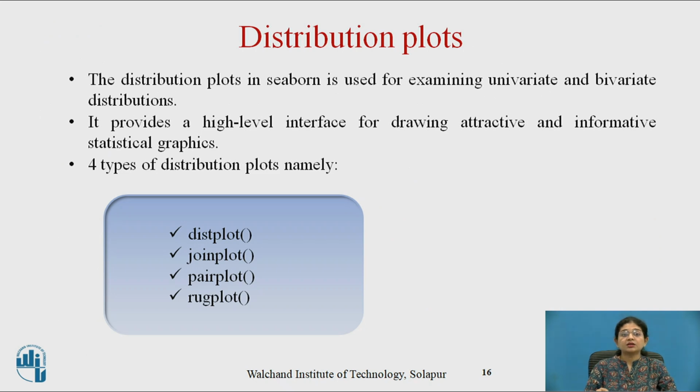Now look at here, the third category of data visualization plot, that is the distribution plot. The distribution plot in Seaborn is used for examining the univariate and bivariate distribution. Univariate means a single variable, whereas bivariate means two variables. It provides a high level interface for drawing attractive and informative statistical graphics. There are four types of distribution plots, namely distplot, jointplot, pairplot and rugplot.